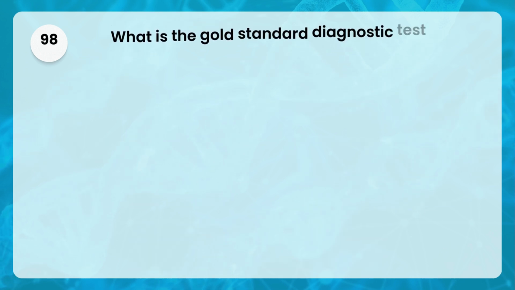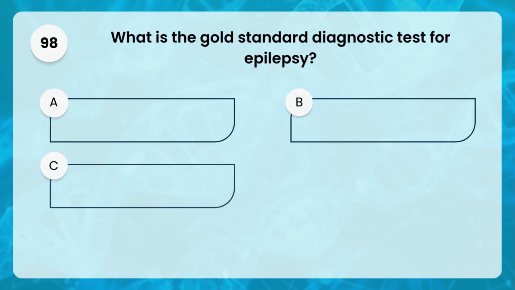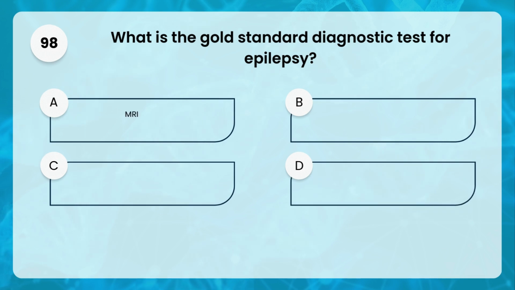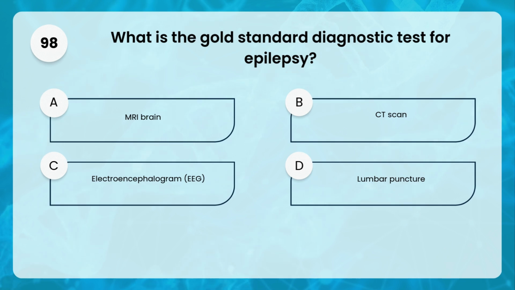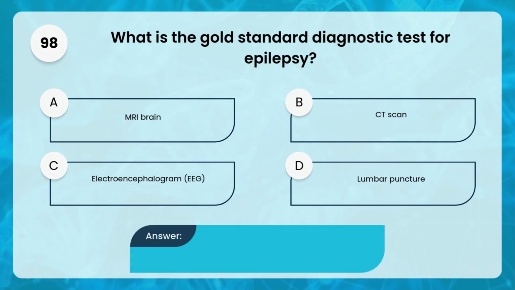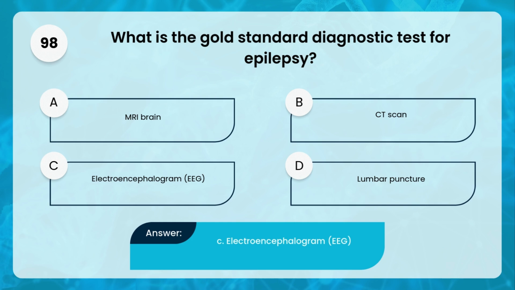Number 98. What is the gold standard diagnostic test for epilepsy? A. Brain MRI. B. CT scan. C. Electroencephalogram. D. Lumbar puncture. The answer is C. Electroencephalogram.